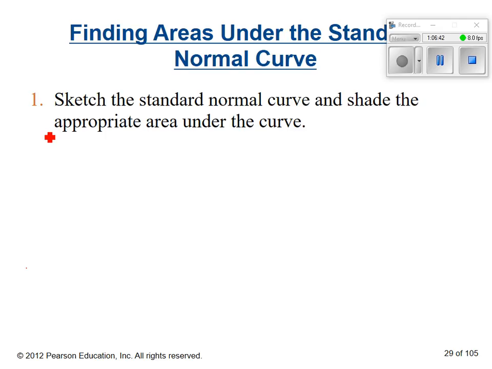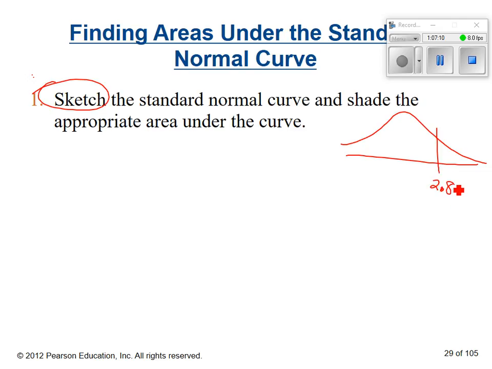All right, when you're finding these areas, you've got to sketch the normal curve. Jesse, you've seen me draw this normal curve about 600 times already today, right? You've got to draw it so that you're thinking about it. So that way I know if my z-score is 2.8, I'm over here somewhere.